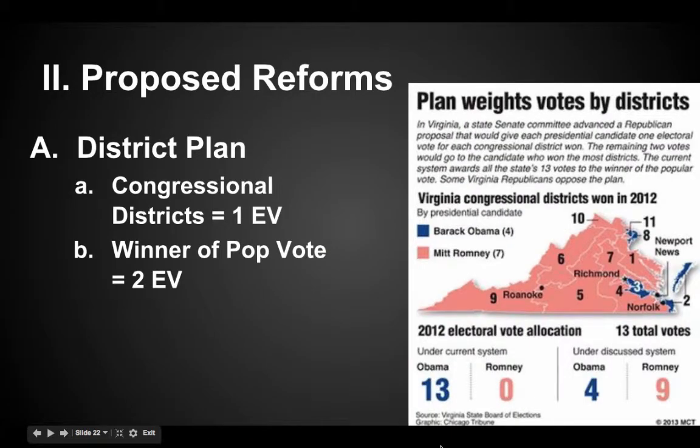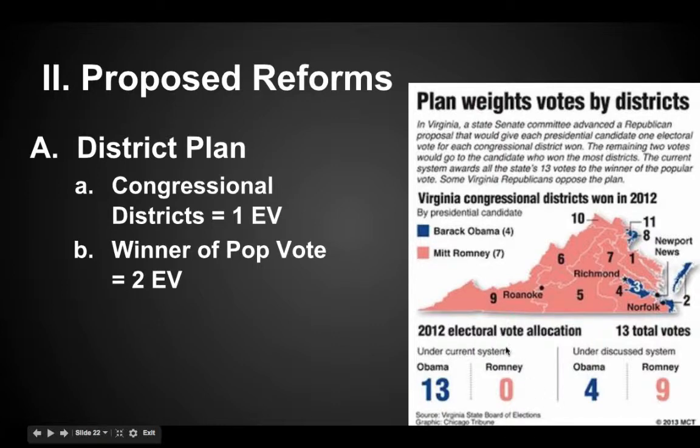Alright, next I want to look at 3 proposed reforms to change the Electoral College. An important point to consider here is that any formal change in the Electoral College would require a constitutional amendment. The first proposed reform is called the District Plan. This is actually in use already in states like Maine and Nebraska. It breaks up a state into congressional districts, and whichever presidential candidate wins a congressional district wins 1 electoral vote, and then the overall winner of the popular vote in that state wins the additional 2 electoral votes.